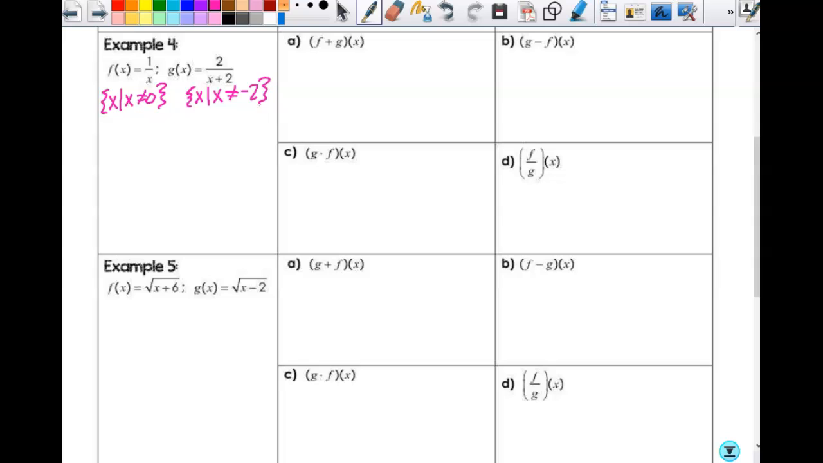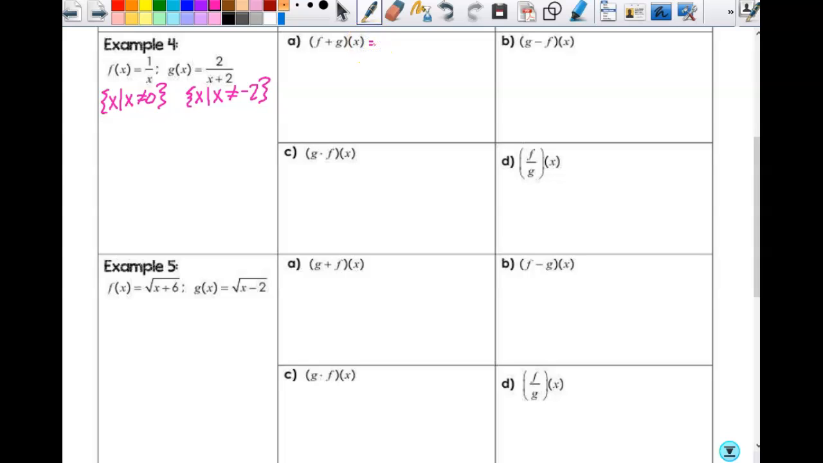Yes? Okay, very good. So it's a set of all x's such that x can't equal whatever. All right, so when I combine these two, so I have everything but 0 and everything but negative 2. So when I find the intersection of them, that means that it can't equal 0 or negative 2. Make sense? So all real numbers except for 2 of them. All right, so let's figure these out here.